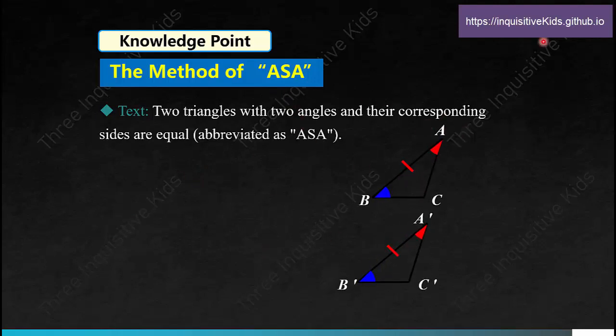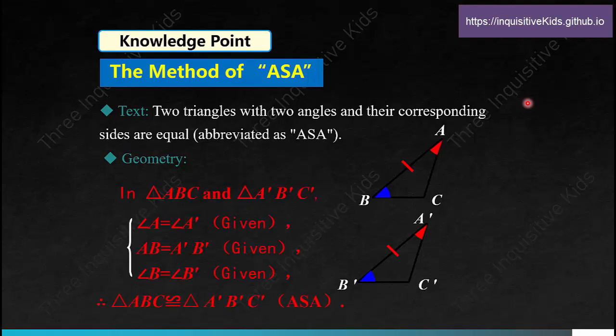And this is an example. In geometrical language representation, it would be: in triangle ABC and triangle A prime B prime C prime, angle A is equal to angle A prime, given. AB is equal to A prime B prime, given. Angle B is equal to angle B prime, given. So, remember this is the sign for therefore, triangle ABC is congruent to triangle A prime B prime C prime, by ASA. So we would write it in this form when we want to express this sentence in geometry. And remember, when we list out all our reasons, we have a bracket over here.